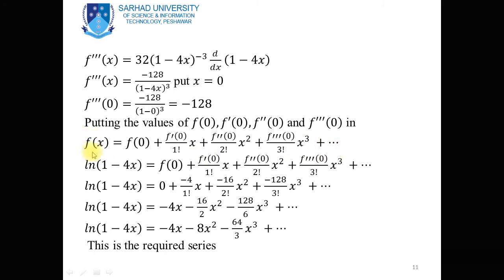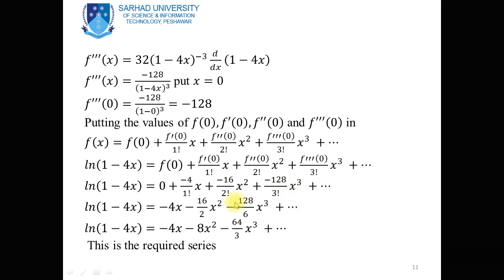So this is the given function log of 1 minus 4x, which is equal to, now the function value f of 0 is actually equal to 0, and the first order derivative of the function at x is equal to 0 is actually equal to minus 4. So minus 4 divided by 1 factorial into x, and the second order derivative value of the function at x is equal to 0 is minus 16. So minus 16 divided by 2 factorial into x square, and the third order derivative value of the function at x is equal to 0, you see over here, minus 128. So putting minus 128 in this term, we obtain minus 128 divided by 3 factorial into x cube, plus and so on.